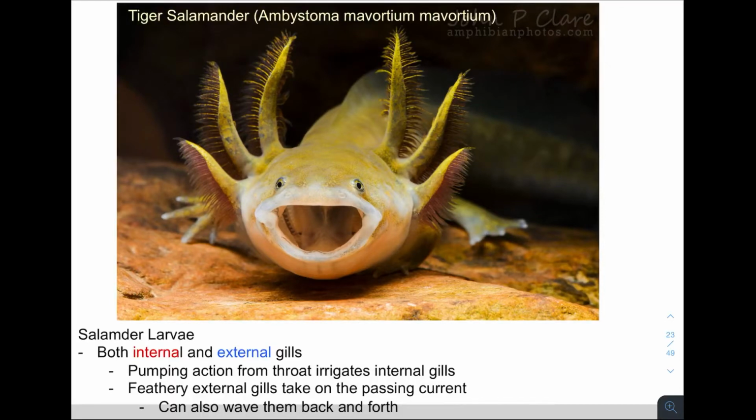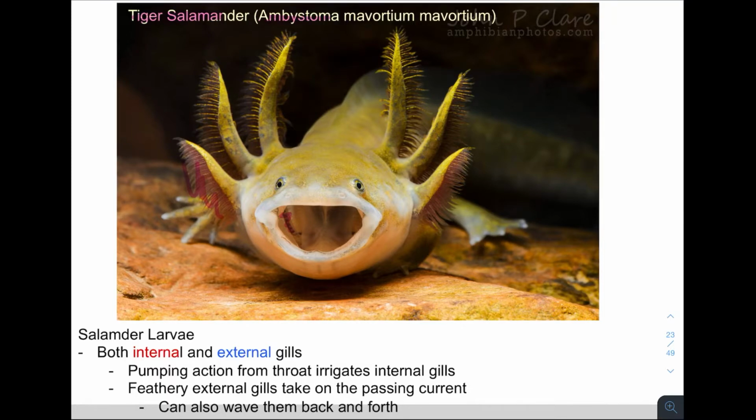In part one, we looked at respiration in fish, and in part two, we're going to look at respiration in amphibians, in reptiles, and in mammals. And so let's start with amphibians. One thing that we see in this picture are the internal gills and the external gills. This is a tiger salamander, or Ambystoma.